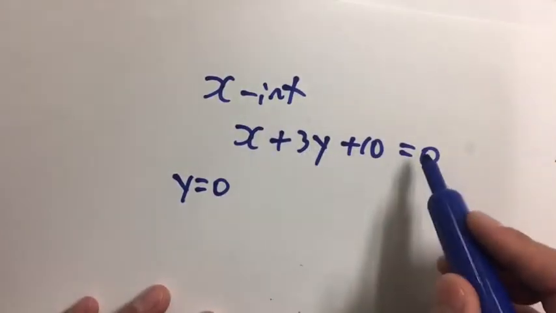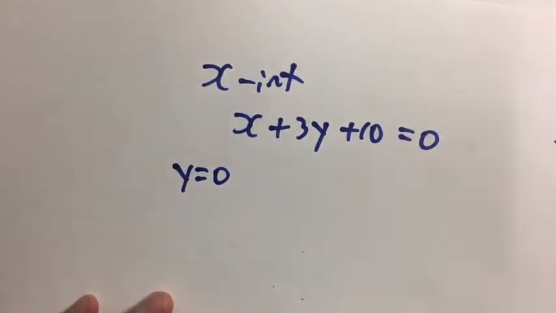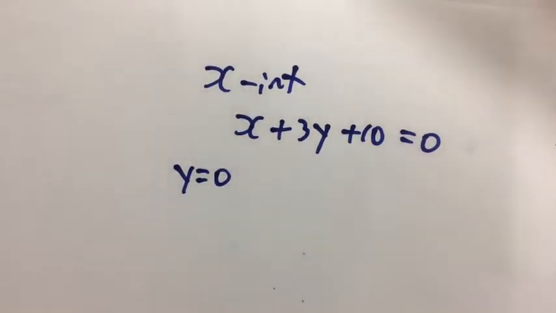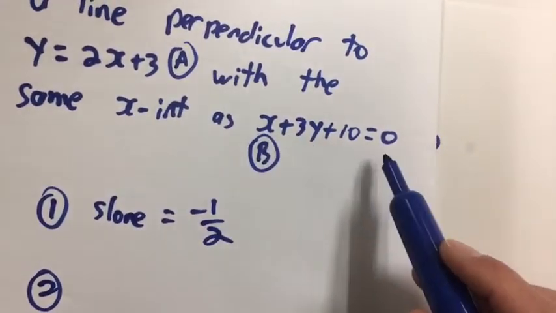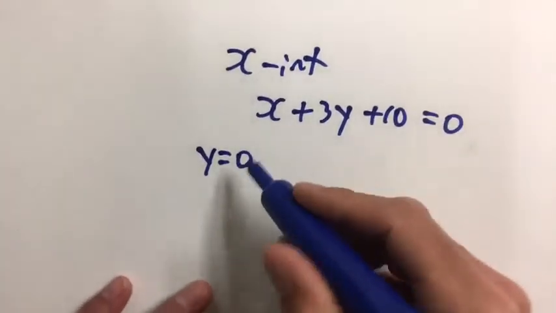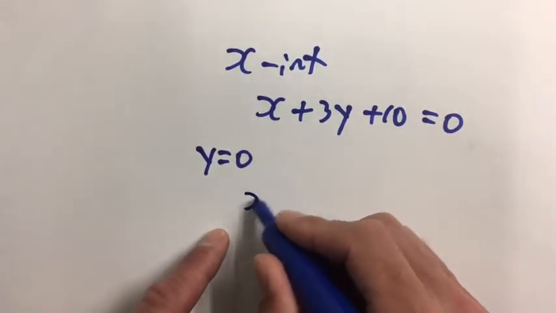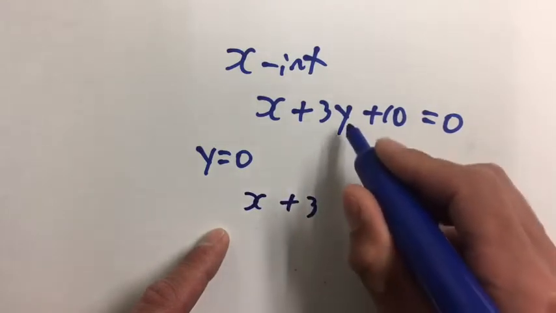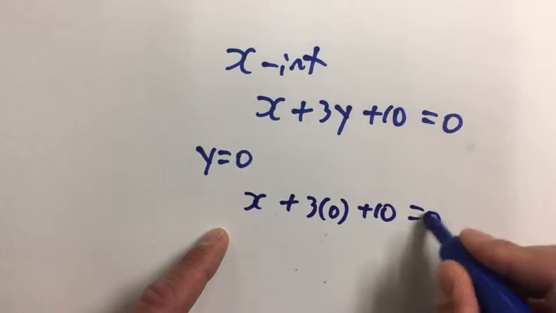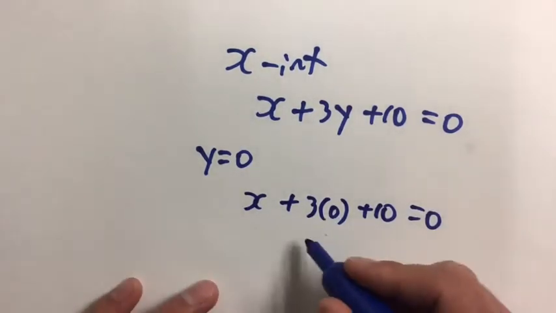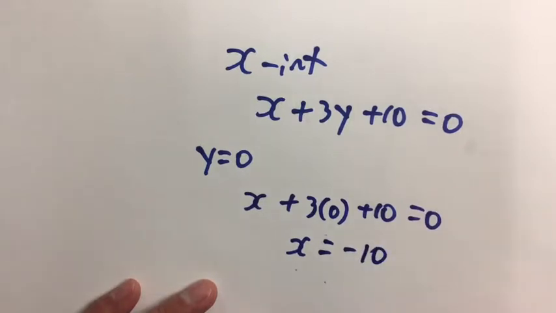So I have this equation, and I have the fact that the y value is 0. Remember, what are we doing here? We're finding a line that has the same x-intercept as this equation. So if y is equal to 0, I'm going to copy out my equation of that line. It is x plus 3y, but y is 0, so x plus 3 times 0, plus 10 is equal to 0. That's a 0. So x is equal to negative 10.